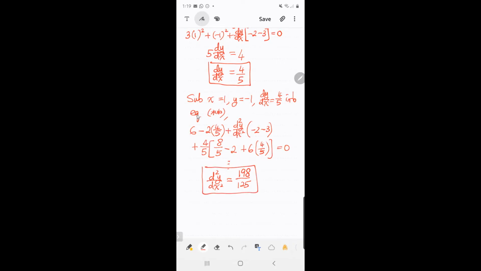So you should be able to get these answers. dy dx equals 4/5. d2y dx2 is equal to 198/125. Correct me if I'm wrong. It's correct, right?